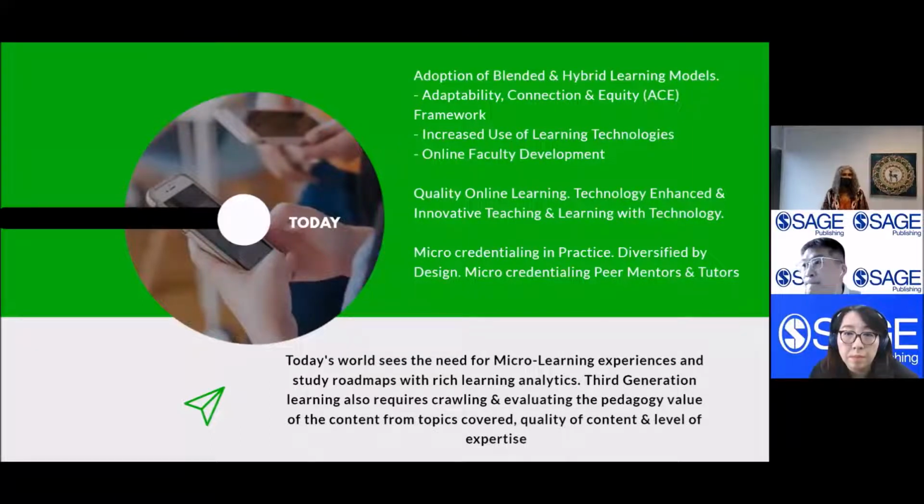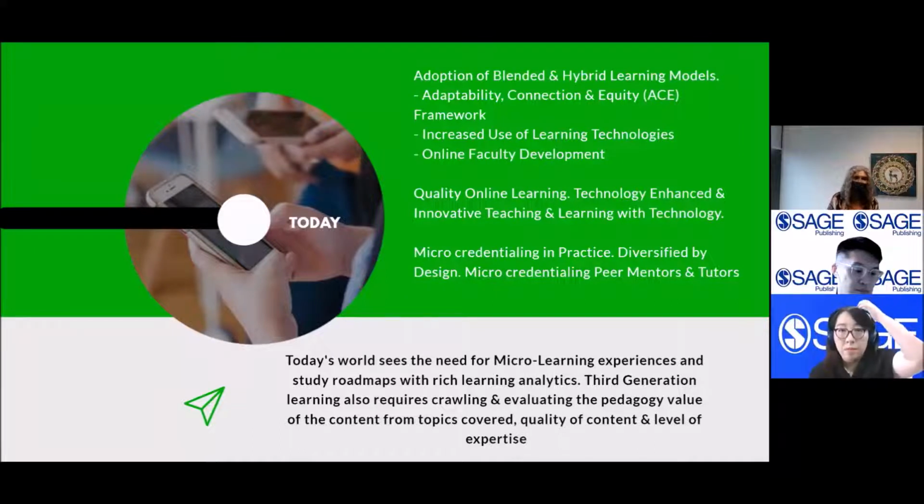So what we saw, uniformly across all of the universities across the world, was an adoption of blended and hybrid learning models. And within this model, there is an ACE framework, which we call adaptability, connection, and equity. That means it must be able to adapt to my existing DLE or LMS system. It must have a stable platform, easy to use, and it must be priced fairly. That's what they were looking for. And they want to make sure that the technologies being used or trained are the latest, or what everybody else is using.